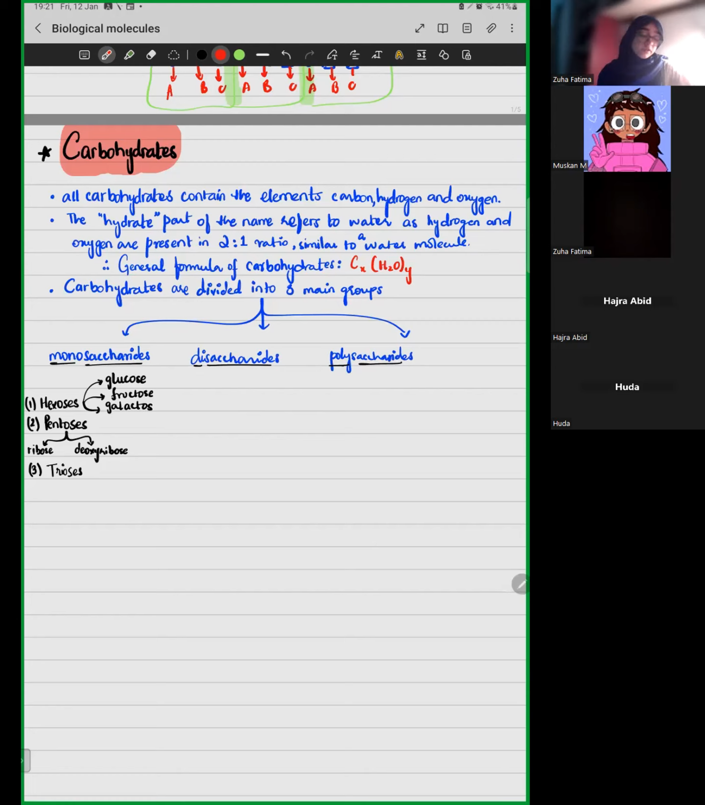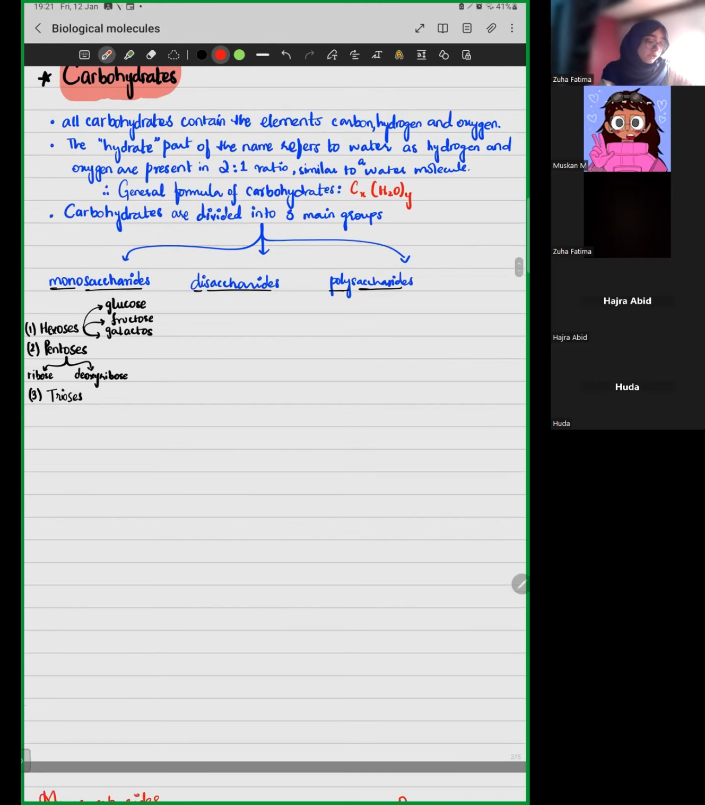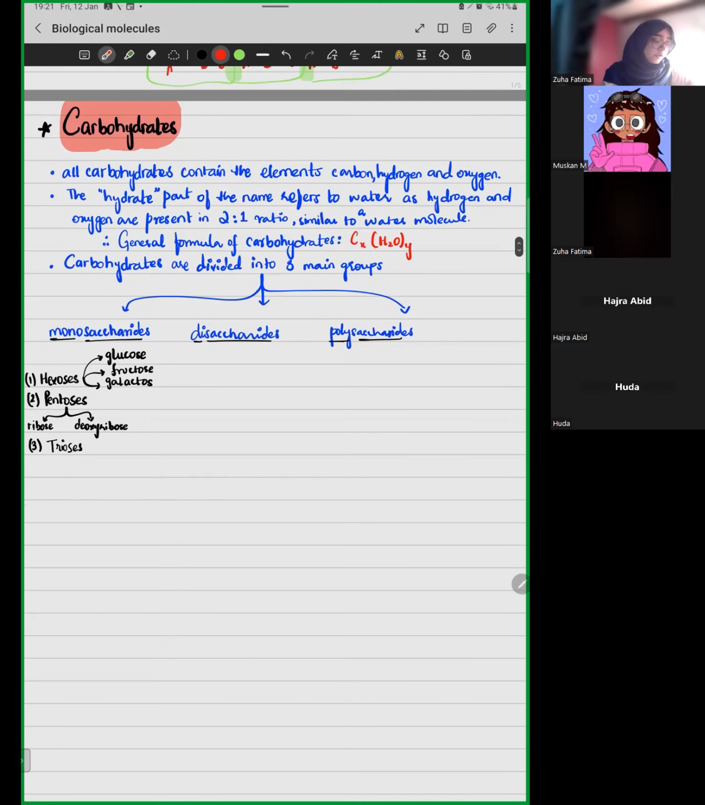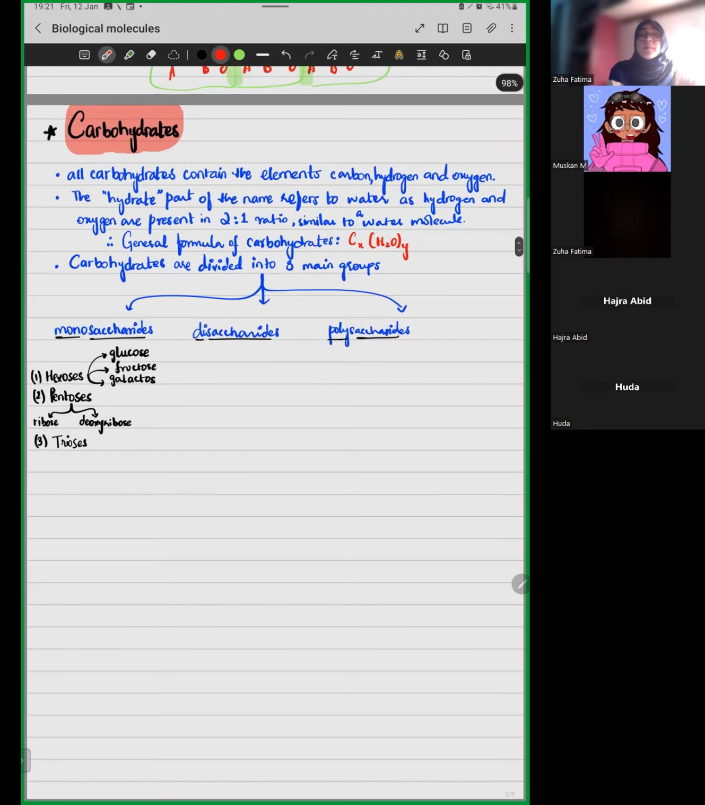Now, why are carbohydrates a source of energy and how do they release energy? We'll come to that in a while. But let's first understand the classification of carbohydrates. First and foremost, carbohydrates में कौन-कौन से elements होते हैं? Carbohydrates comprise carbon, hydrogen, and oxygen. They are made up of these three elements.